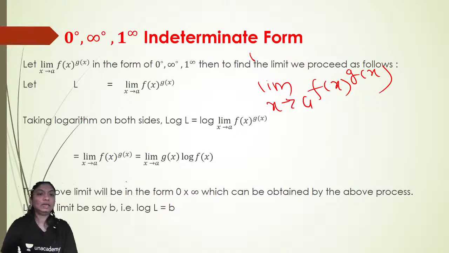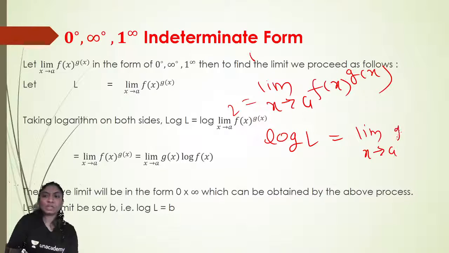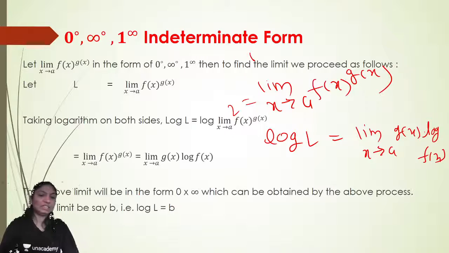Then taking log on both sides. So if you take log on both sides, you will get log L is equal to, now g of x becomes here, limit as x tends to a, g of x into log of f of x, right? So the above limit will be in the form of either 0 into infinity, which can be obtained by using the above process we have just studied, and let the limit be b. So log L is equal to b, then L is equal to e raised to b.